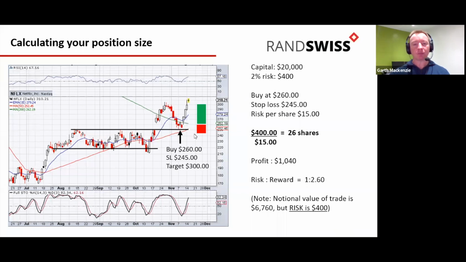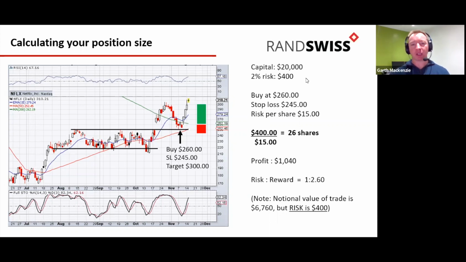Now, the red and green blocks illustrate the risk to reward ratio. The risk is the difference between your entry price and your stop loss level. Your entry price is $260 and your stop loss is $245, implying that your risk per share is $15. The upside is the difference between the target, $300, and $260. So you've got $40 per share potential upside and $15 per share downside. That's quite a good risk to reward ratio.